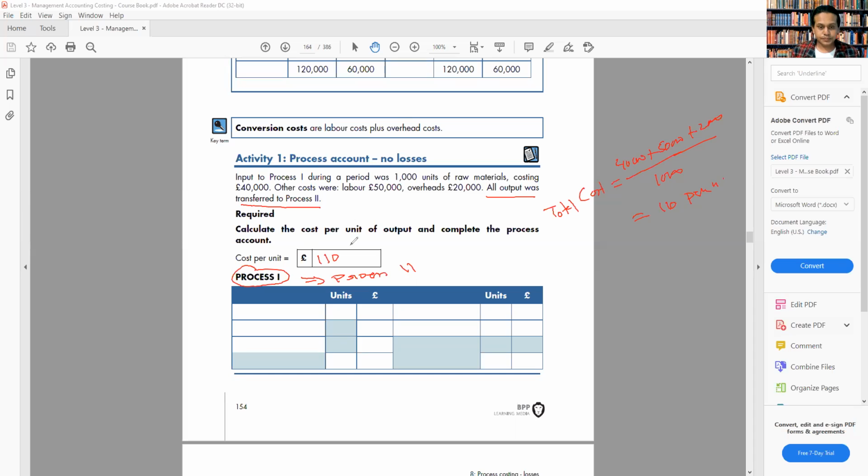So let's have a look. The first one we have is all this cost. Remember, all this cost will come here on the left hand side. All overhead cost will come on the left hand side. The first one we have is raw material, that is 1000 units, and the cost is 40,000. Then we have labor, the cost is 50,000.